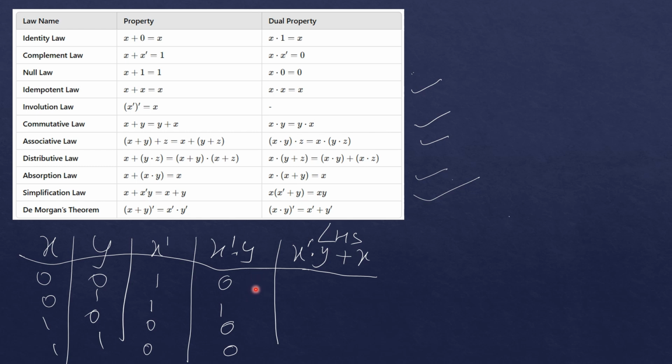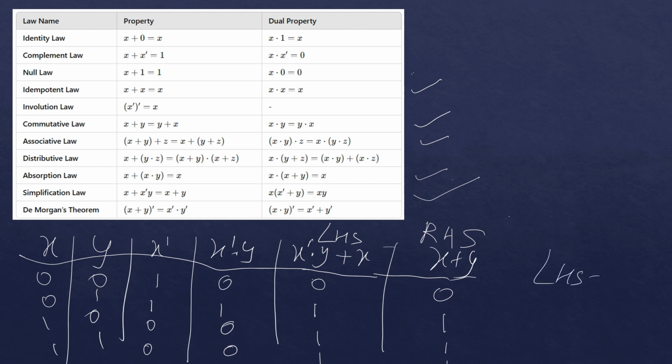See, for this column, you need to add the x column. Now we will add this. So 0 plus 0 is 0, and this is 1, this is 1, and this is 1. Now let us try to prove the x plus y column. x plus y, this is RHS. Then we'll write x plus y. 0 plus 0 is 0, and this is 1, this is 1, and this is 1. So what did you observe? LHS is equal to RHS in the truth table. This is how we have proved it using the truth table.